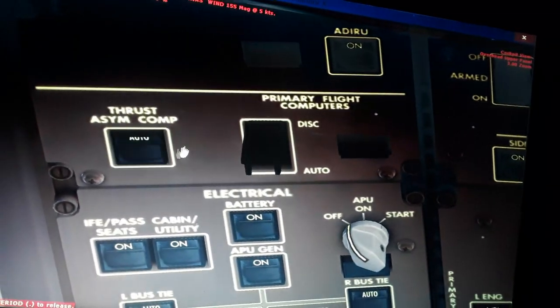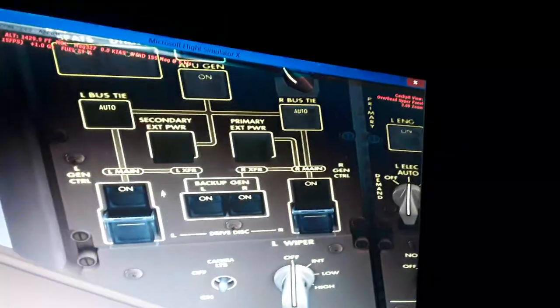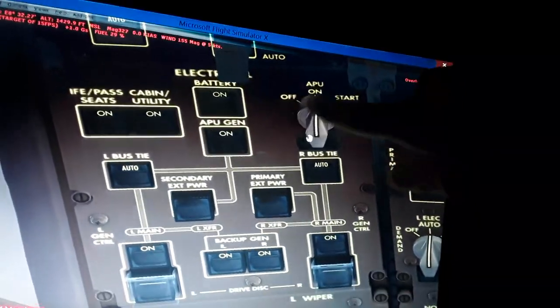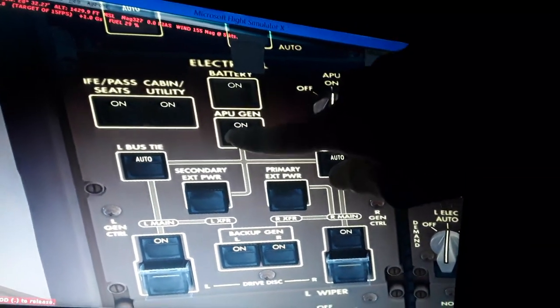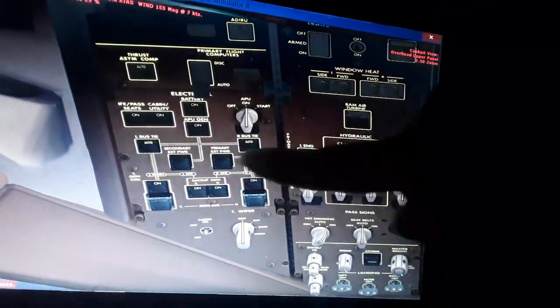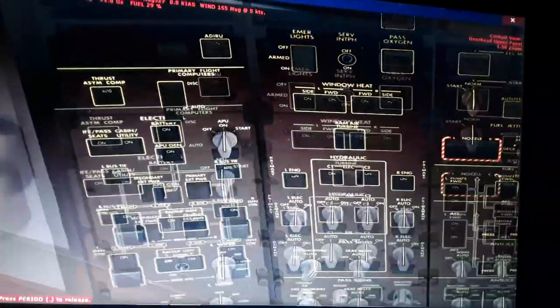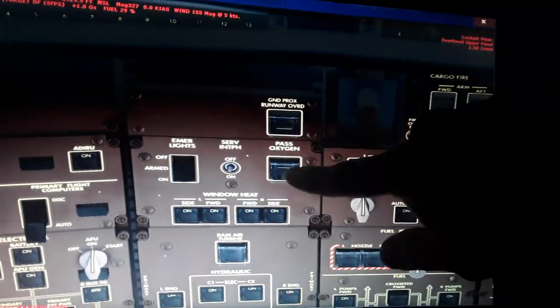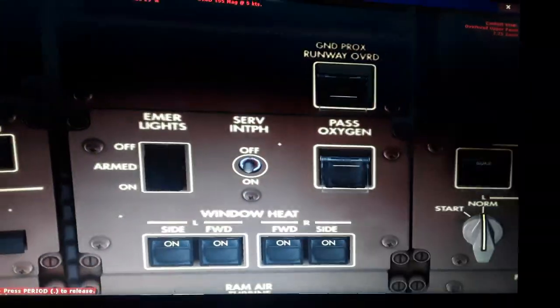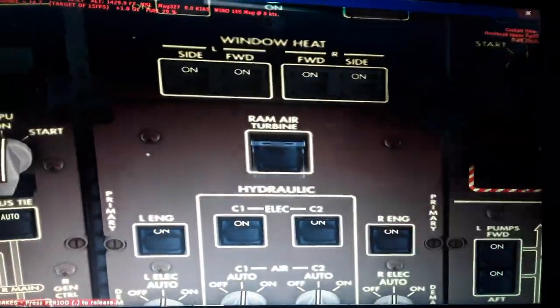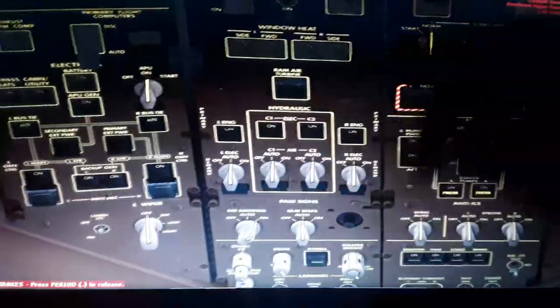The thrust asymmetry compensators, the primary flight control computers, the left and the right engine, the IDG, the APU, the auxiliary power unit. We need to start the batteries, 38 volts for the barrels, the APU generator and the battery. So this is the left and the right engine electric power generators and the backup generators and the APU. Also we need the APU to start the engine. So we have the ground proximity, the passenger oxygen, the ram air turbine, the hydraulic fluid over here.